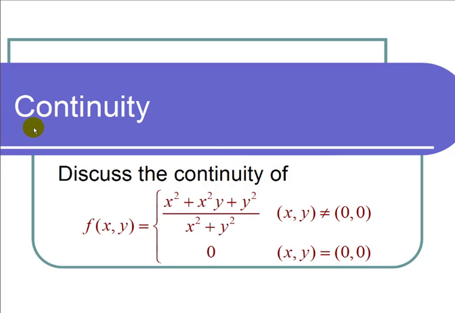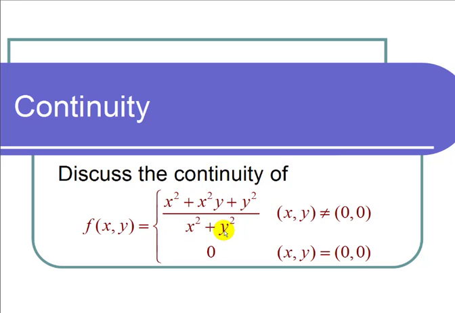This is a video on continuity. The question states, discuss the continuity of f(x,y) equal to (x² + x²y + y²)/(x² + y²) for (x,y) not equal to (0,0), and 0 for (x,y) equal to (0,0). So first, away from the origin, we're looking at this top line, which is a rational expression.